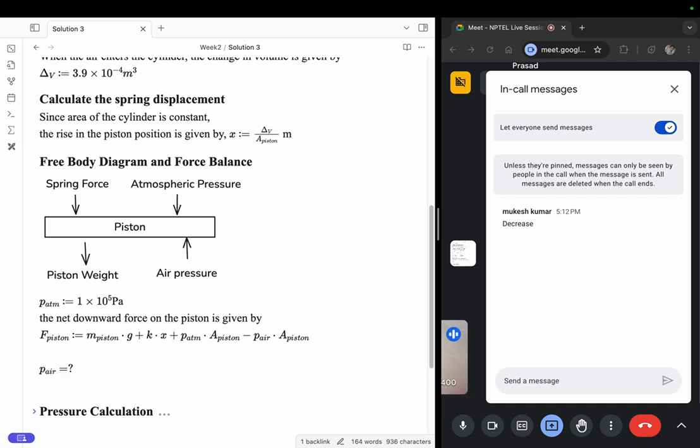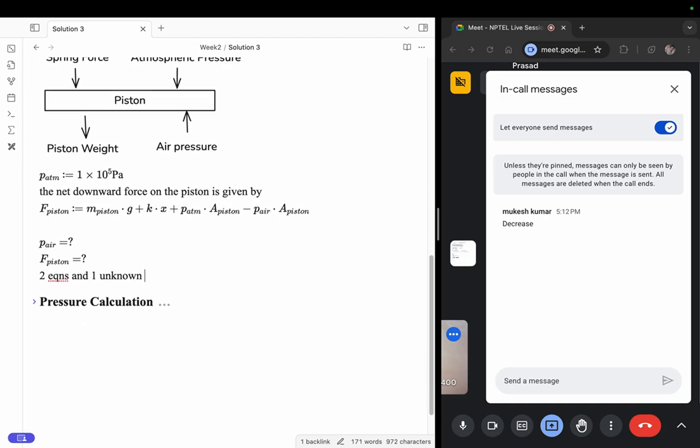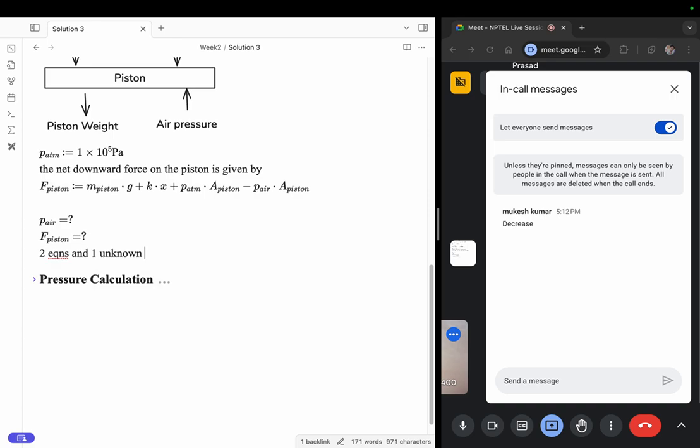My objective is to find PA, but I don't know the net force on the piston also. So how will I solve that? I need one more equation. So what is that one additional equation that will help me solve this problem?